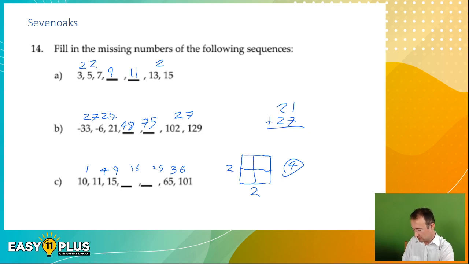So, 15 plus 9, 24, and 24 plus 16, 24 plus 6, 30 plus 10 is 40. And then we need to check it, of course. 40 plus 25 is indeed 65, so that's the answer. Just a quick bit of revision.